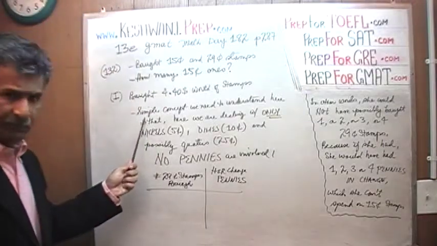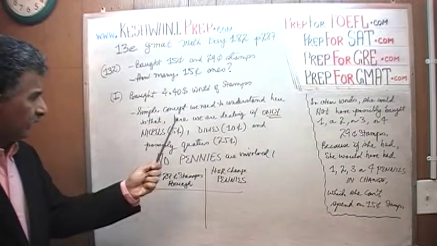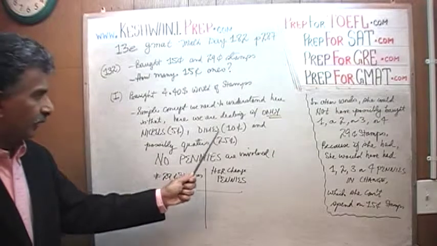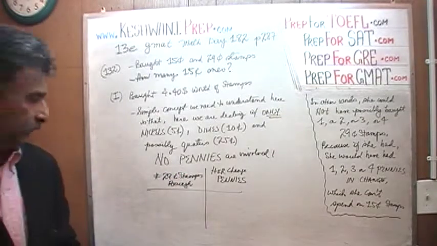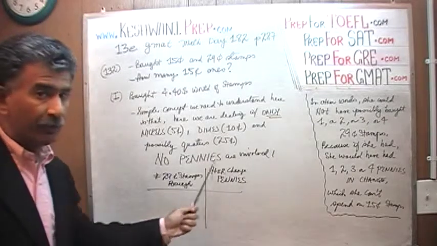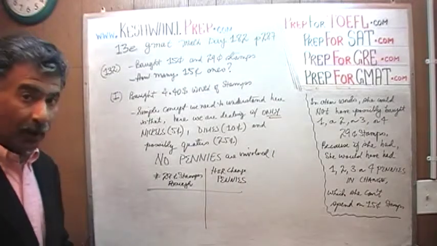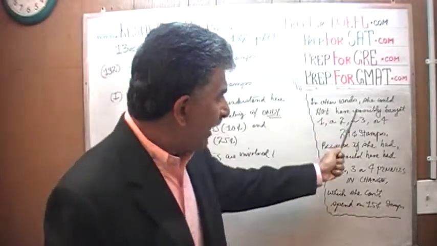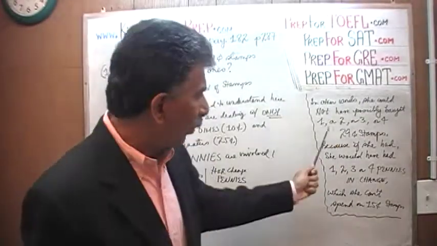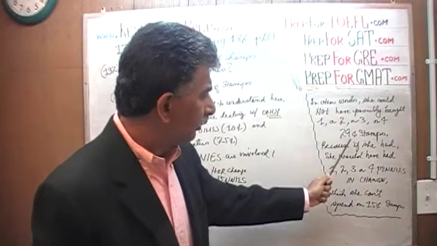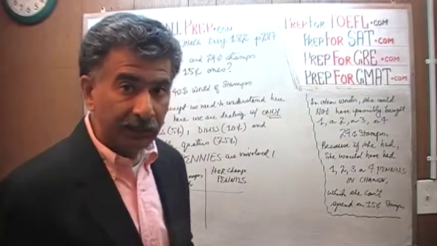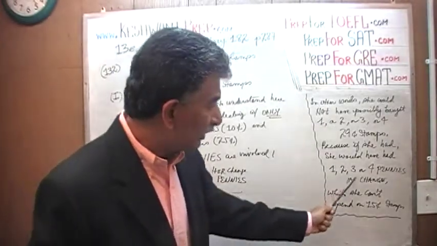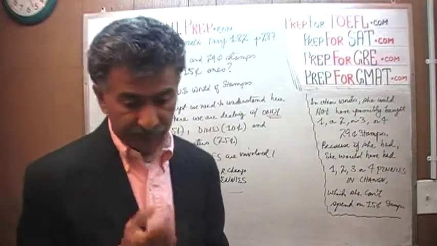The simple concept that we need to understand here is that we are dealing with only nickels, the 5-cent coin, the dimes, the 10-cent coin, and possibly quarters, the 25-cent coin. There are no pennies involved. There are absolutely no pennies involved in this transaction. Why? Because, in other words, she could not have possibly bought 1 or 2 or 3 or 4 29-cent stamps. It is impossible. Why? Because if she had, she would have had either 1 or 2 or 3 or 4 pennies in change in her hand. Think about it for a second.